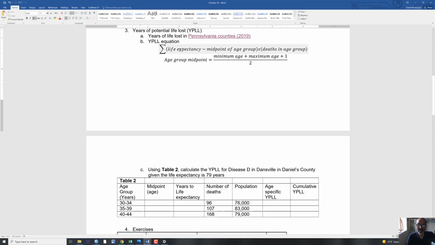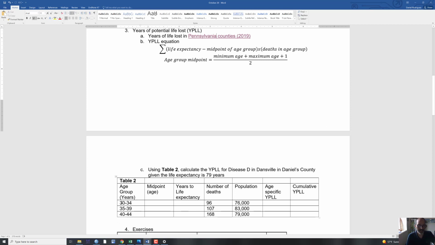So this gives you the potential. So this is for individuals who are between 30 and 34. Somebody dies in this period, right? But the life expectancy is 79. The difference between those two will give us the years of life lost, and then we multiply it by the deaths in that age range, right? So this is kind of a simple calculation. You're just accumulating how many years are lost within each of these strata.